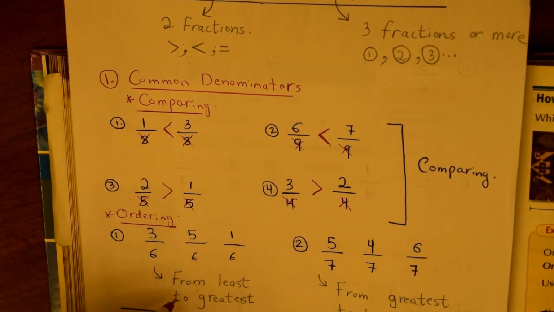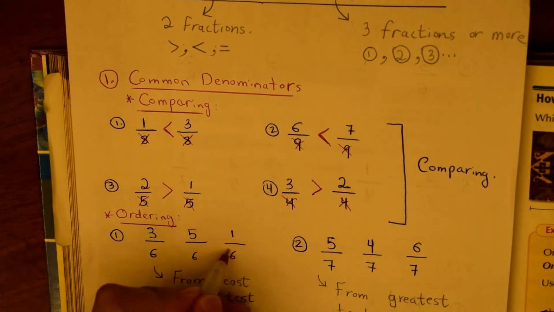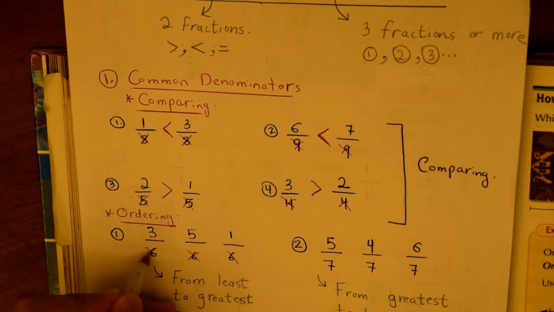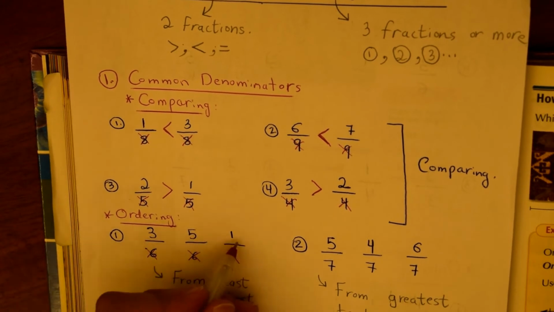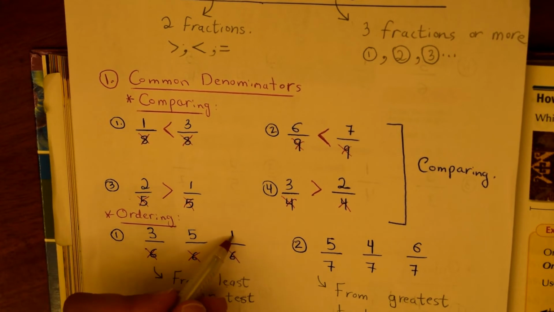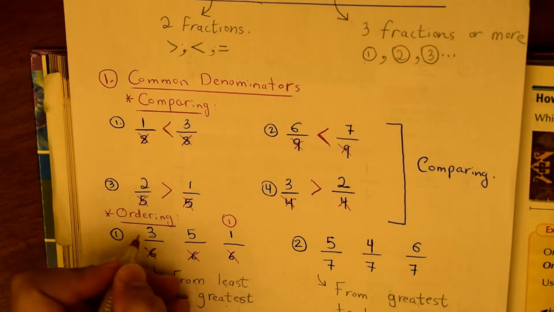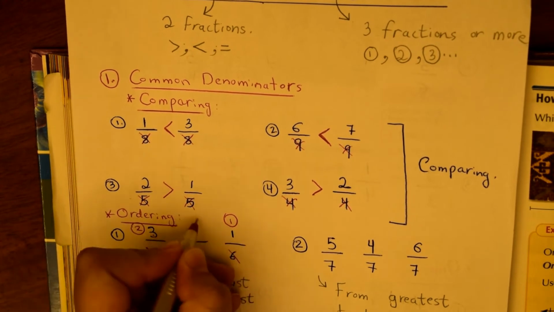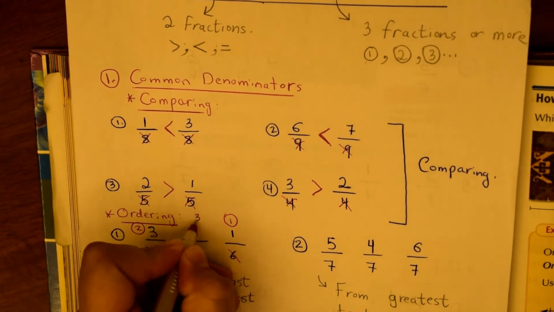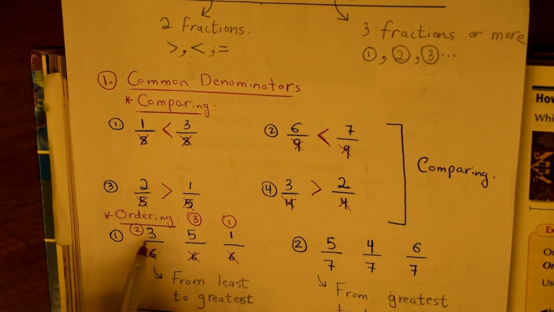So here I want you to make the ordering from least to greatest, from the smallest to greatest. The first step I will cross the common denominators. Then I have 3, 5, and 1. So from least to greatest, where is the smallest number here? I have 1, then 3, then 5. So 1 is the smallest, then 3, then 5. So this is the smallest fraction, 1 over 6, then 3 over 6, then 5 over 6.